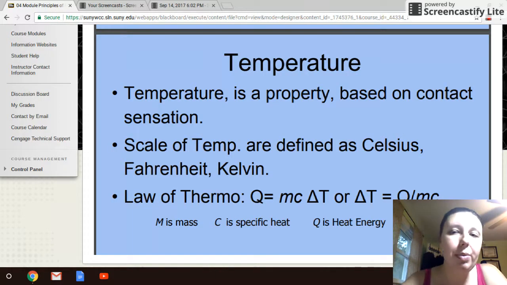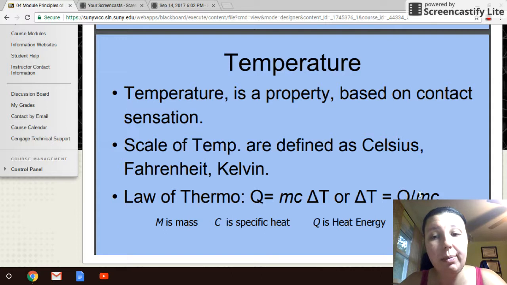Once again, temperature is a property based on contact sensation, so it's a measurement. It's something that I sense or feel. One of the best ways to measure the amount of heat energy within a system is a simple equation that you may have learned in chemistry. This is actually a very common chemistry-based equation, and it basically is Q, once again meaning thermal energy, is equal to the mass times the specific heat times the change in temperature. Or if I want to find how much the temperature will change, I can take the heat energy in the system and divide it by the mass times the specific heat, right?